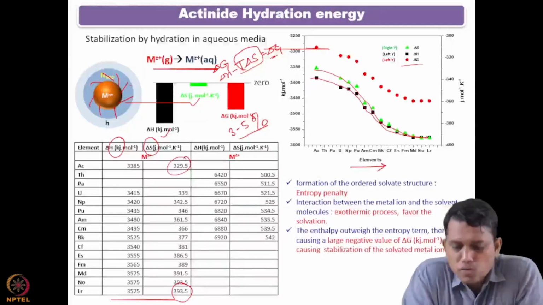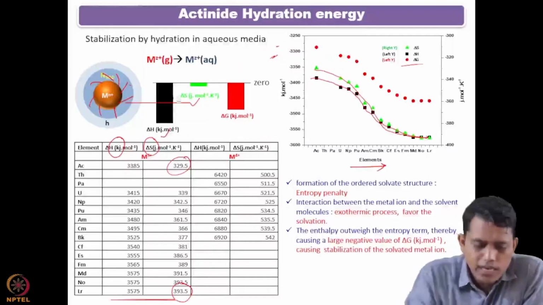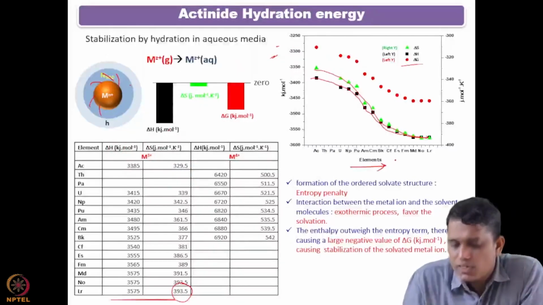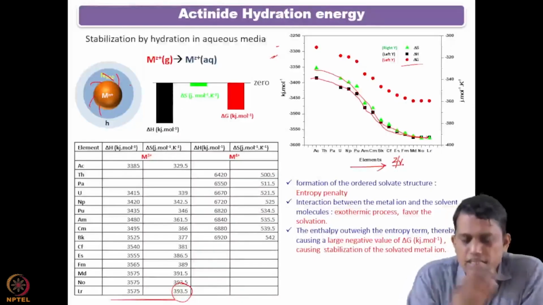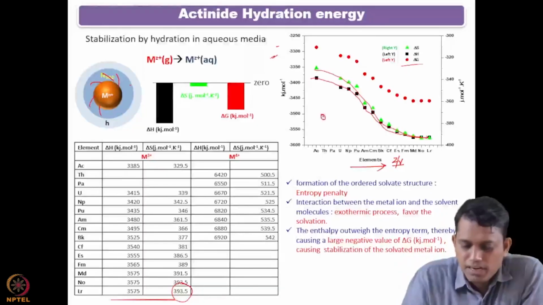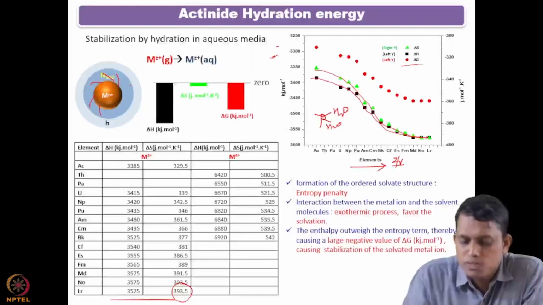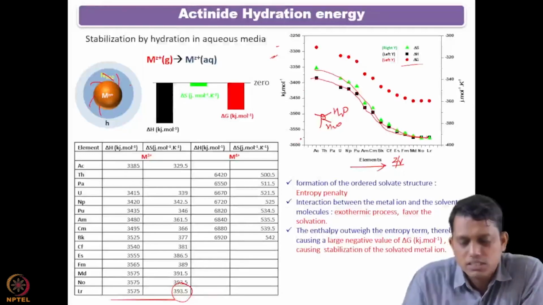Because when we talk about delta H, suppose we take delta H first, as we move in this series, what will be there? There is a decrease in the size, or you can say a total increase in the Z by R ratio. So when the Z by R ratio, or the ionic potential, is getting increased, there is more and more stronger interaction between the metal ion and water molecule. So this interaction is becoming stronger and stronger, and because of that, the energy released is more and more. So that's why we are getting more and more negative energy.